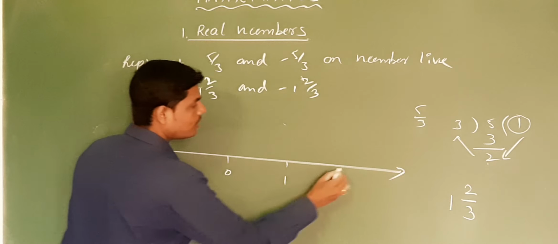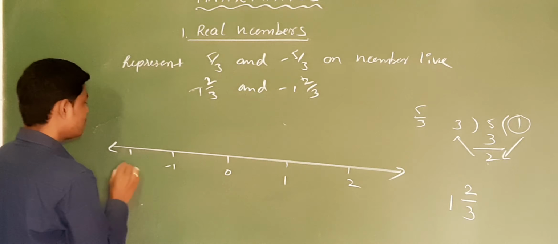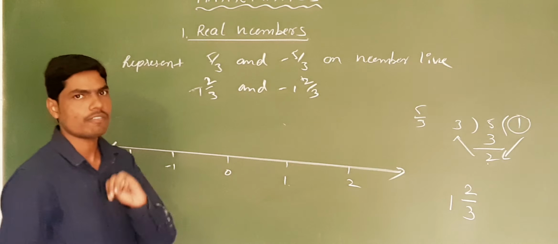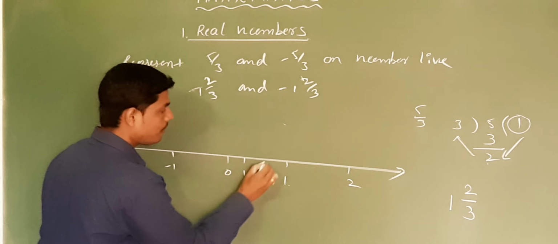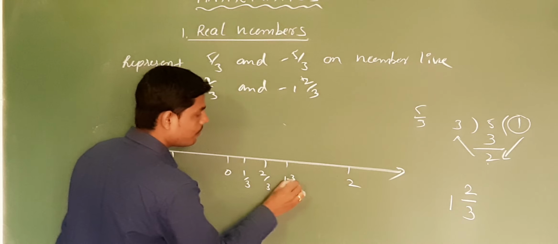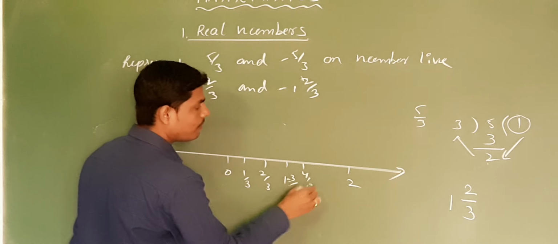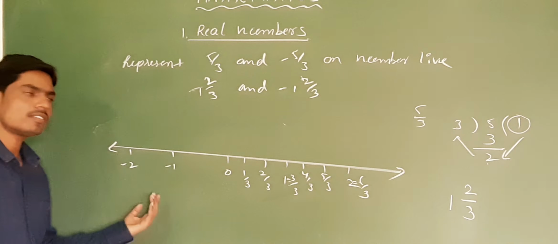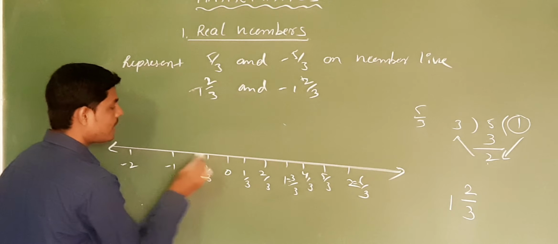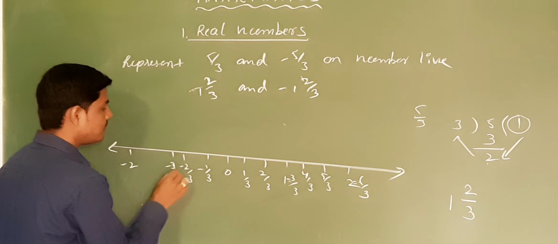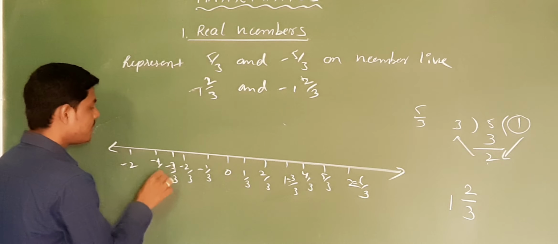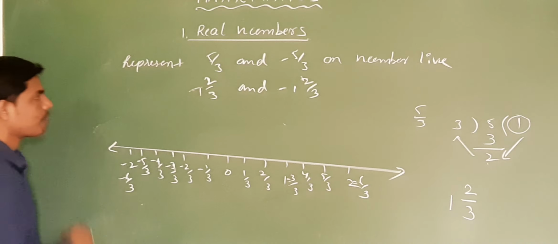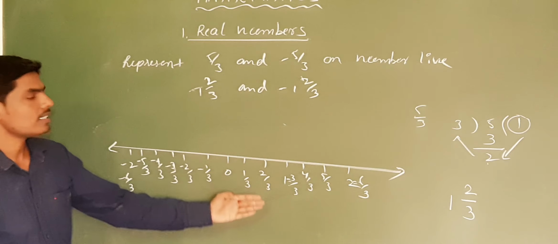0, 1, 2, minus 1, minus 2. In between 0 and 1, divide into 3 equal parts. That is 1 by 3, 2 by 3. This will become 3 by 3. Next, 4 by 3, 5 by 3, and this will become 6 by 3. On the left side also the same process: minus 1 by 3, minus 2 by 3, minus 3 by 3, minus 4 by 3, minus 5 by 3, and this is minus 6 by 3. Now you can represent this directly.